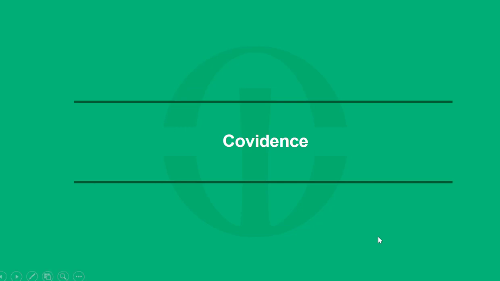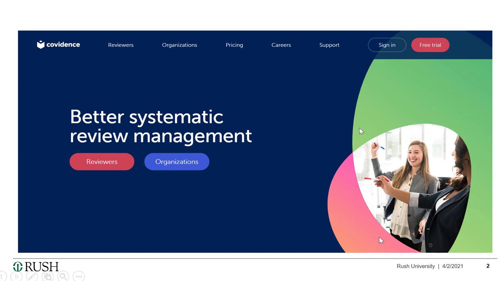Covidence is designed to assist researchers who are working on large-scale reviews, such as systematic reviews or scoping reviews. The library provides Covidence free of charge to Rush-associated researchers. This video will cover what Covidence has to offer and demonstrate how to use some of its more popular features.